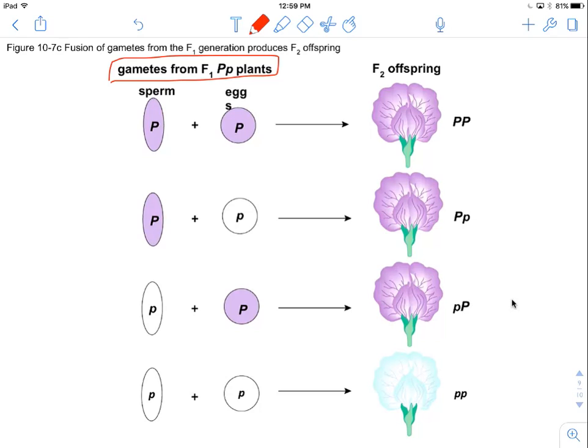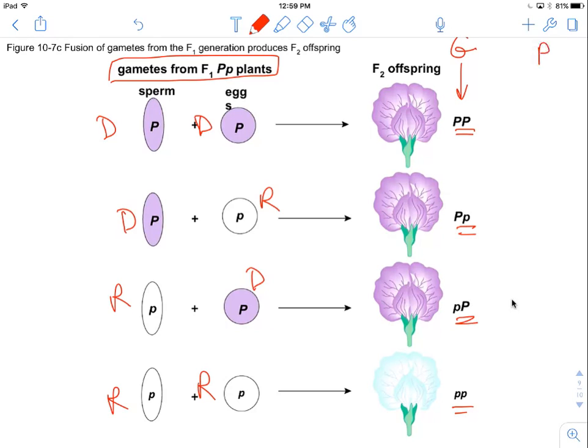So the dominant allele can be in the sperm or the egg again. So all possible combinations. You can get a dominant sperm and a dominant egg to give you homozygous dominant. You can get a dominant sperm and a recessive egg. That'll give you the heterozygote. You can get a recessive sperm and a dominant egg. That'll again give you the heterozygote, one of each. Or you can get two recessive, okay, and that'll give you homozygous recessive. So these are all my genotypes.